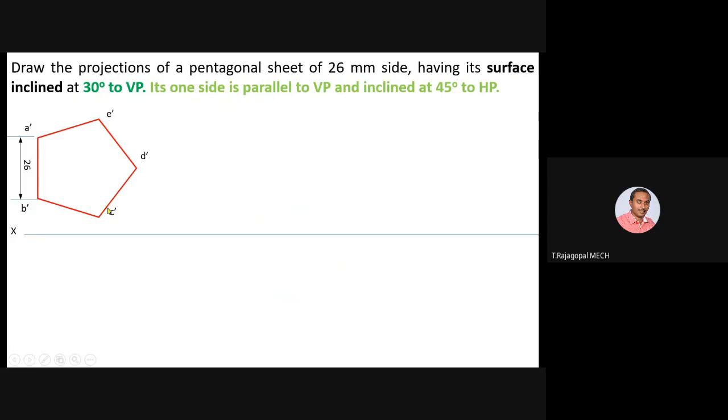After that, with C dash and E dash as centers and 26 mm as radius, draw arcs. Both will meet at one point, which is the corner D. So you can join all these corners, and finally conclude the pentagon.